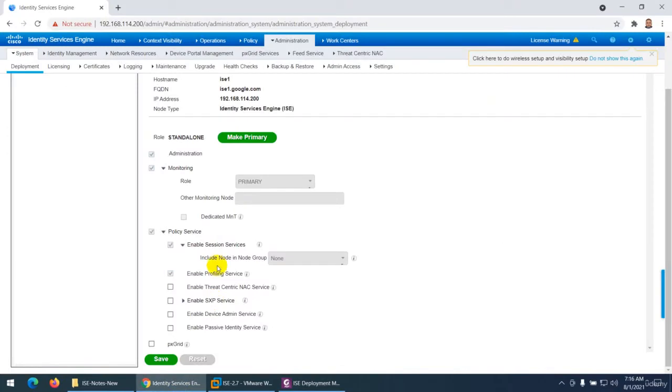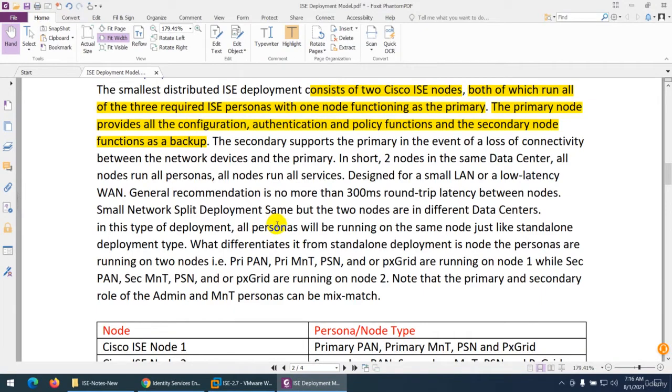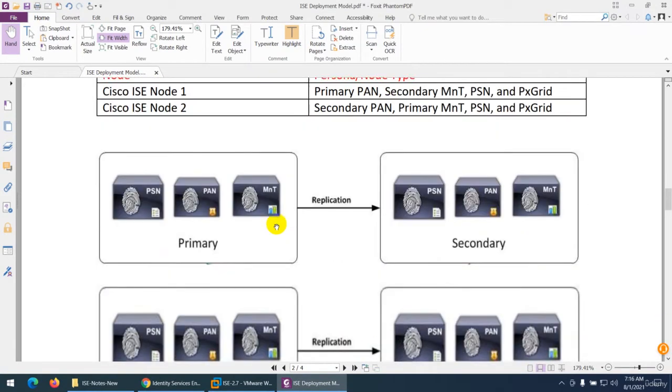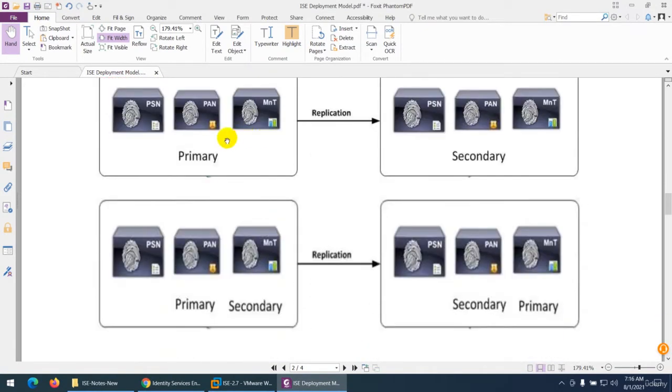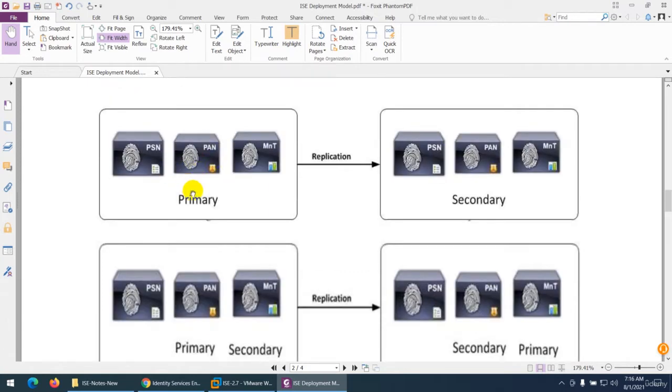I know there is no secondary concept for the policy service, but I'm just saying it so you can understand. Basically, primary and secondary exist only in these 2 personas. Let me show you, by the way, it is better to show you from the picture. Here I have primary PAN and primary MNT. PSN is active. There is no concept of primary and secondary, so I would say active. I need to write active here.